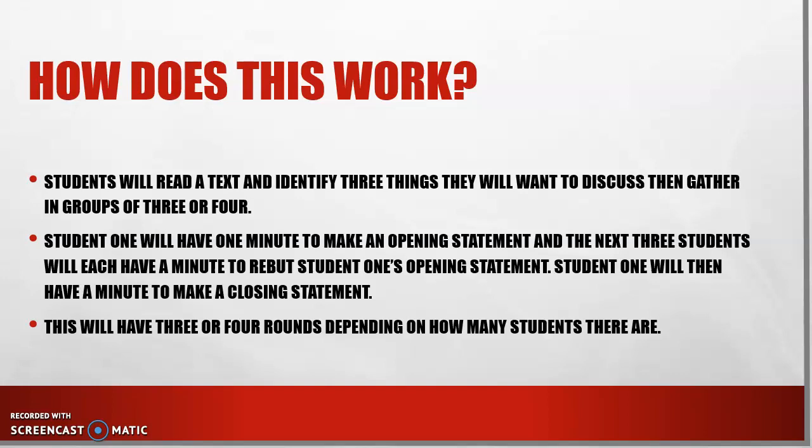Student 1 will have a minute to make an opening statement, and the next 3 students will each have a minute to rebut student 1's opening statement. Student 1 will then have a minute to make a closing statement. Each student will have a minute to say something. The only one that has 2 minutes will be the first student, making the opening statement and the closing statement.